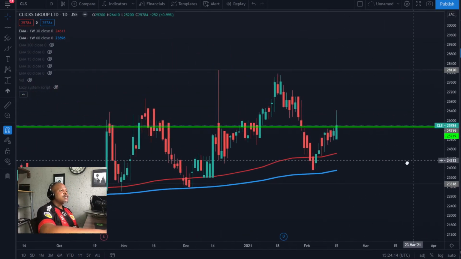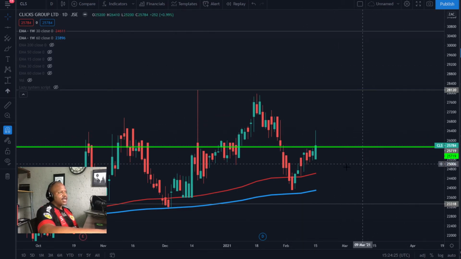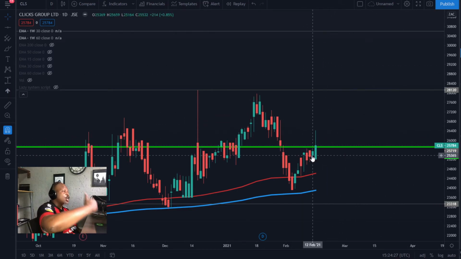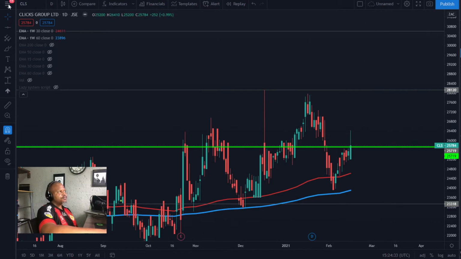So Clicks looked like it was going to break today, but came back into this box, but closed just above it. So I'm looking for a 3% break actually. I'm looking for a break and close 3% higher than 257, and then I'm gonna enter into Clicks. I'm gonna put my stop around halfway through this current box, and I'm gonna trail my stop as we break higher.